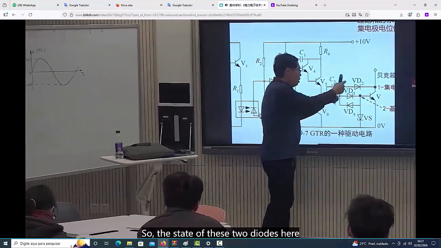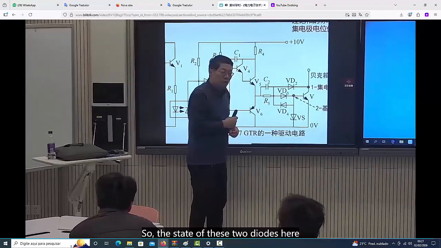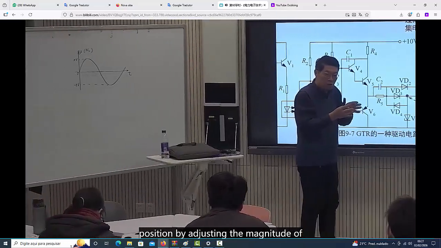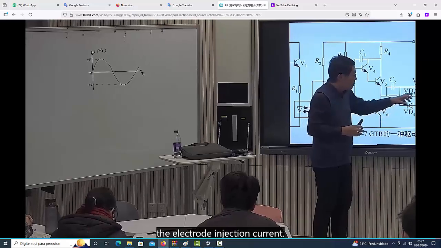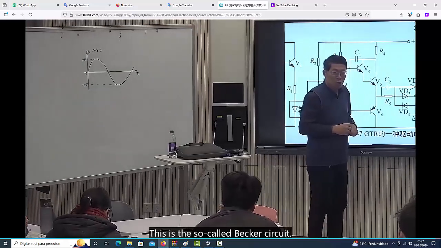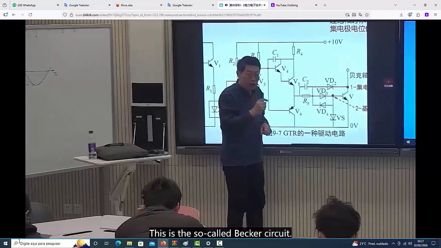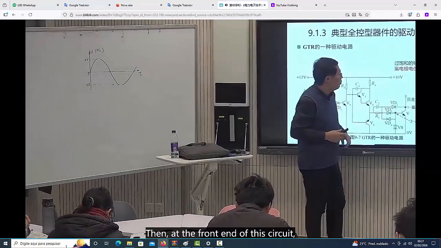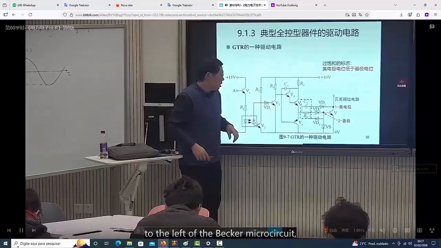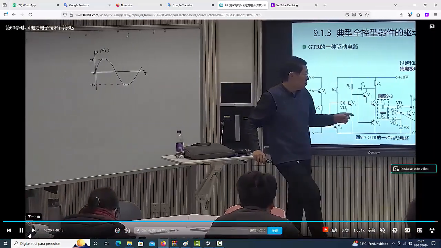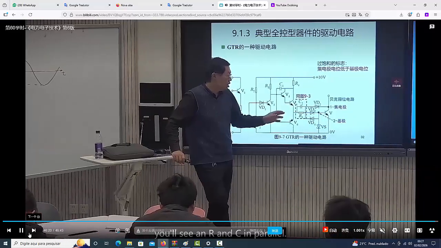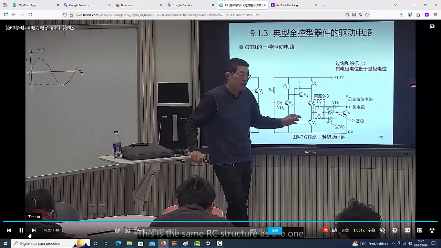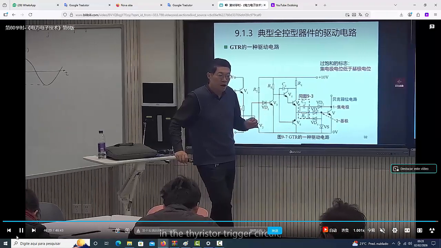So, the state of these two diodes here is maintained at the critical saturation position by adjusting the magnitude of the electrode injection current. This is the so-called backside circuit. Then, at the front end of this circuit, to the left of the backside microcircuit, you'll see an R and C in parallel. This is the same RC structure as the one in the thyristor trigger circuit, used to form a strong pulse. We already know this, so we won't go into detail.